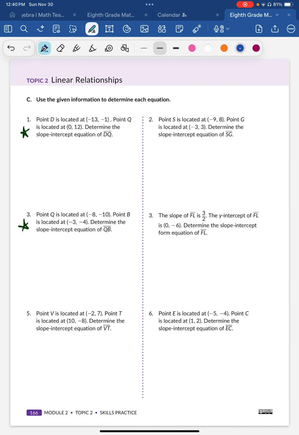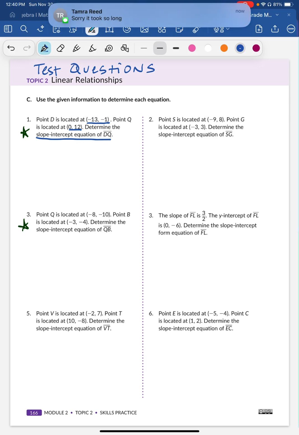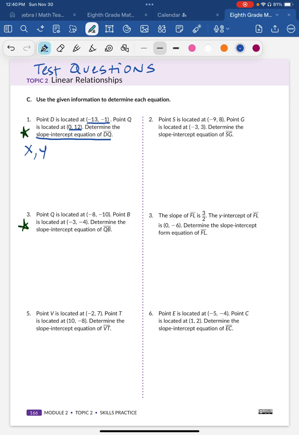Okay, I want to look at this. There are going to be some test questions that look like this. So I want to make sure you know what to do. Okay. So let's say point D is located at -13, -1. Point Q is located at 0, 12. Determine the slope intercept equation of DQ. So x, y: -13, -1, and then 0, 12.